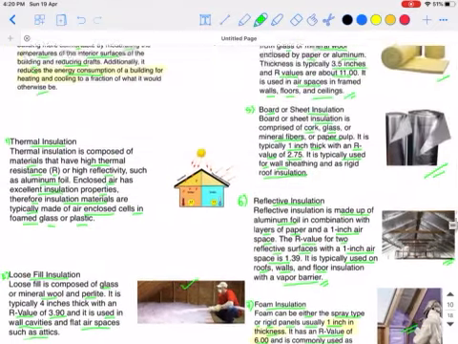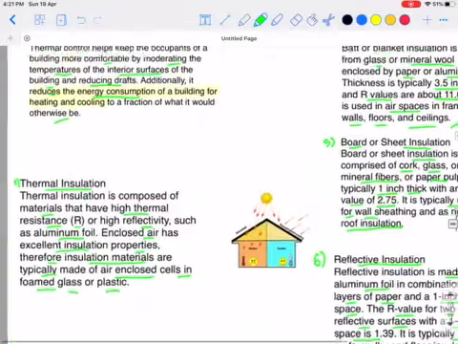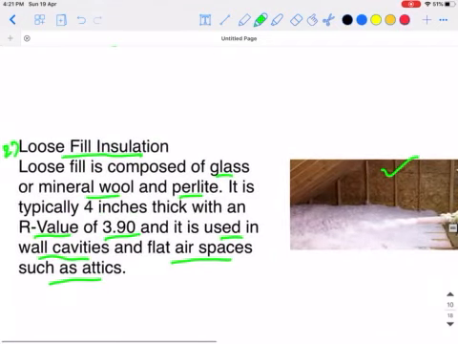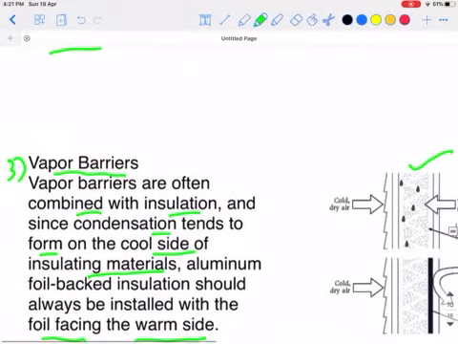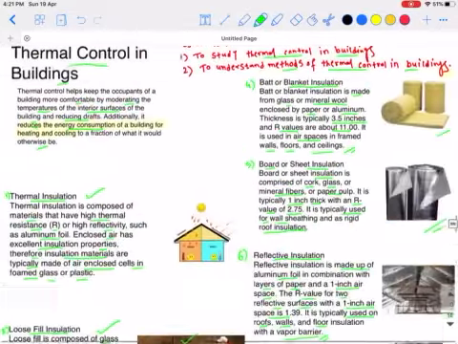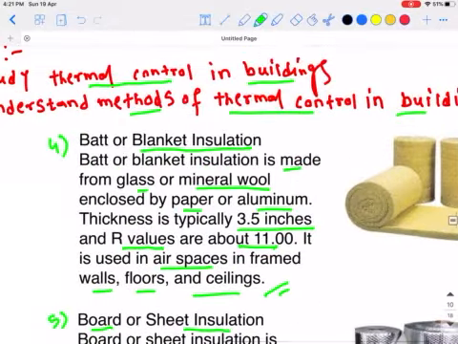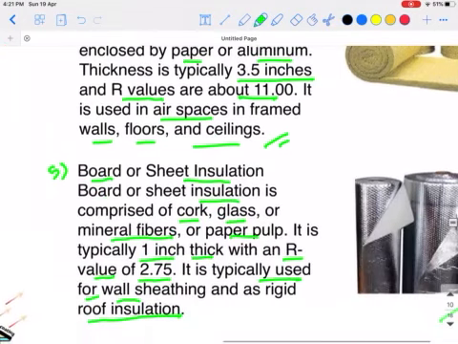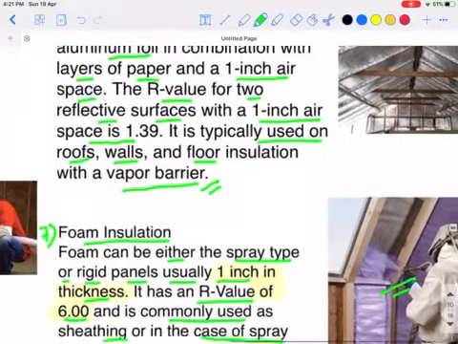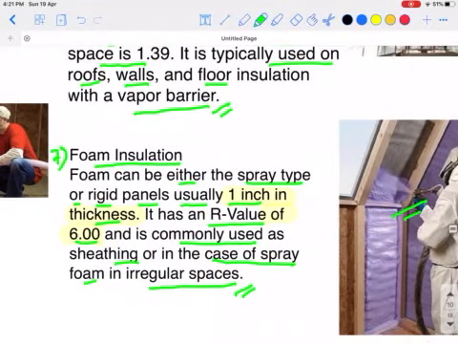So we saw 7 methods of thermal control in buildings. First method was thermal insulation. Second method was loose fill insulation. Third method was vapor barrier. Fourth method was bat or blanket insulation. Fifth method was board or sheet insulation. Sixth method was reflective insulation, and the last method, the seventh method, was foam insulation.